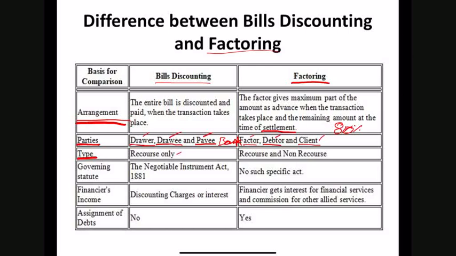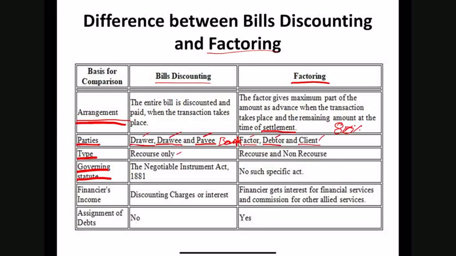Next comes type. Bills discounting is recourse only. Factoring is recourse and non-recourse. I will explain what recourse and non-recourse are while explaining the types of factoring. Now, governing statute. The Negotiable Instruments Act 1881 governs bills discounting, and there is no specific act which governs factoring.